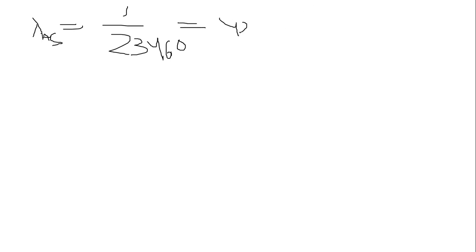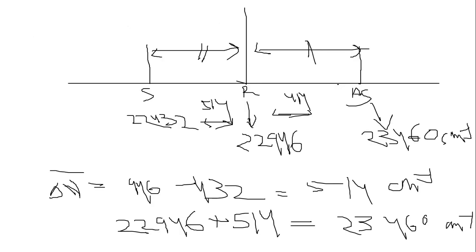So the wavelength of anti-Stokes will be how much then? Wavelength will be 1 by wave number. It will be 1 by 23460 centimeter inverse. So it will be how much? It will be 4262 Angstrom.